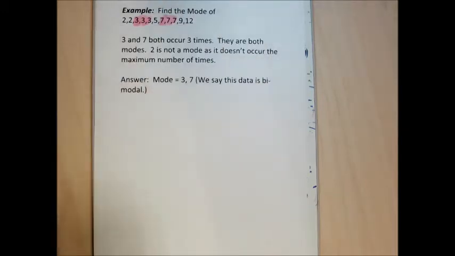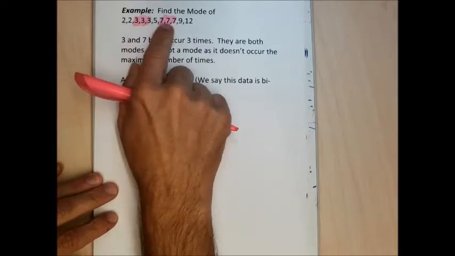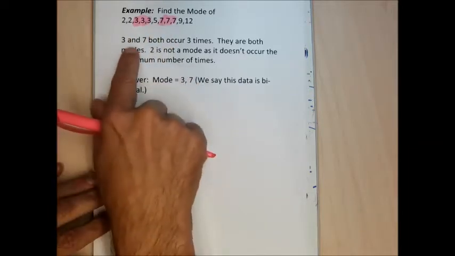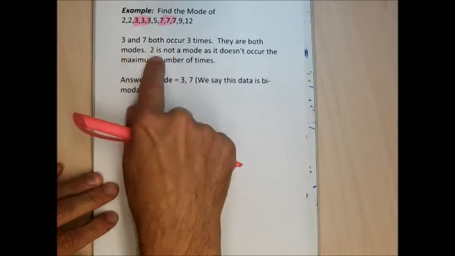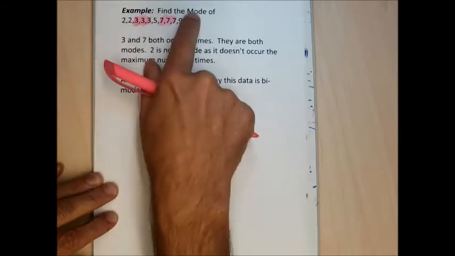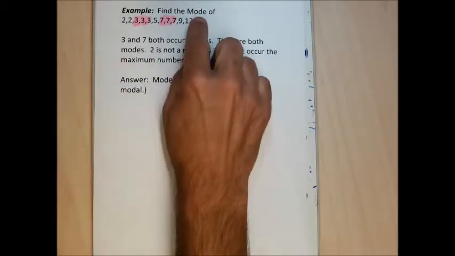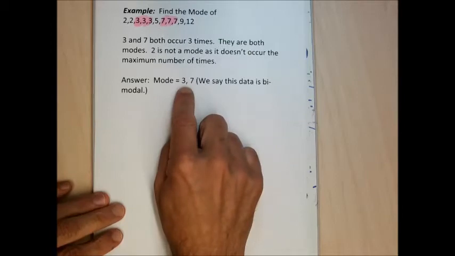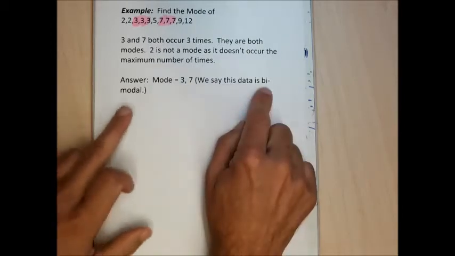If I'm asked to find the mode, the most times any number occurs is 3, and both the 3 and the 7 occur 3 times. Since both the 3 and the 7 occur 3 times, they're the mode. 2 wouldn't be considered the mode because it doesn't occur 3 times, it only occurs 2 times. And for a number to be the mode, it has to occur the most number of times. In this particular problem, I would say the mode is 3 and 7. And in this case, the data is going to be bimodal, meaning it has two modes.